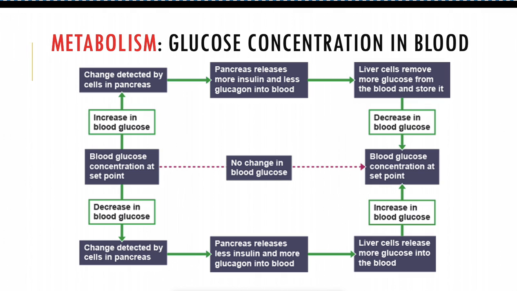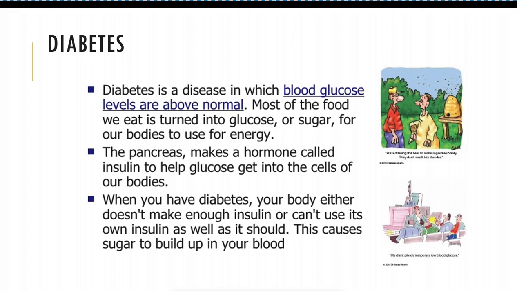And this is why we have to avoid too much glucose concentration in our blood. Now, diabetes, you know about this disease, diabetes. Diabetes is a disease in which blood glucose levels are above normal, and most of the food we eat is turned into glucose or sugar for our bodies to use for energy.